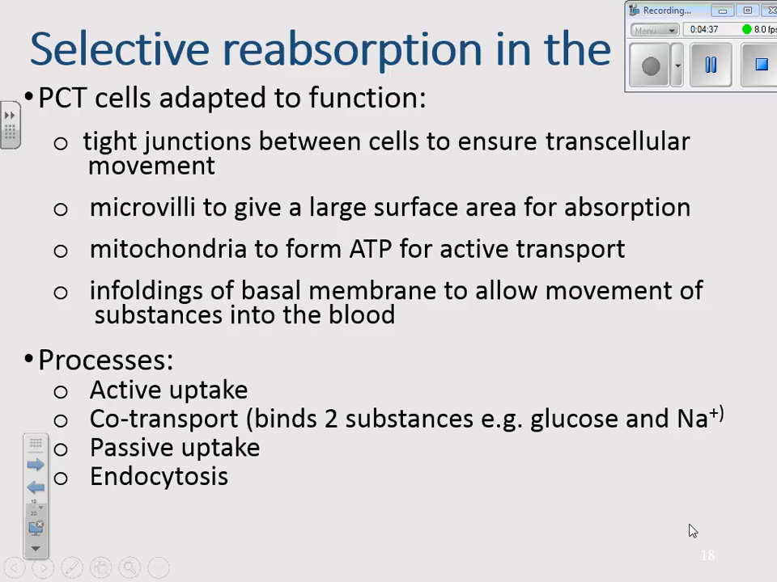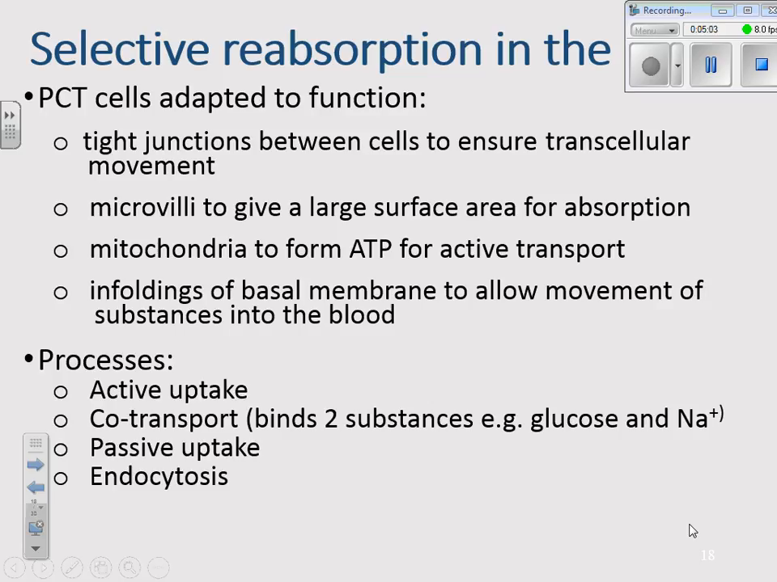In order to carry out these processes, what you have in the proximal convoluted tubule is a different type of structural adaptation to what you had in the Bowman's capsule. In Bowman's capsule, we've got things like the podocytes. In the PCT, we've got cells that are adapted in different ways. So if we have a look at the list here, tight junctions between cells to ensure transcellular movement.